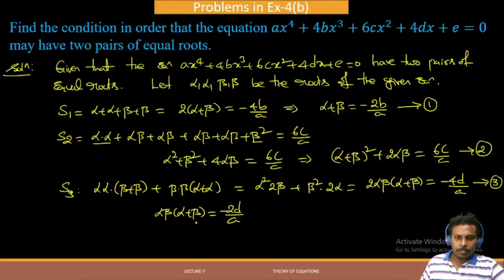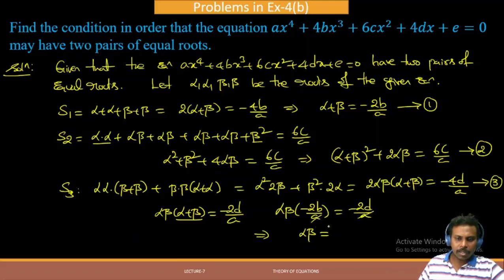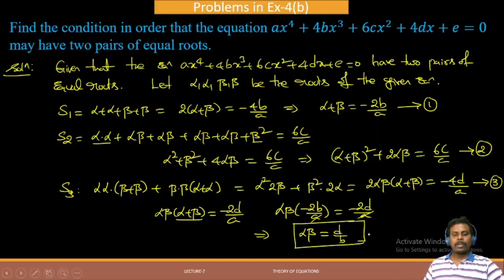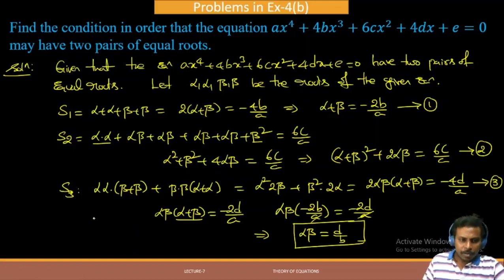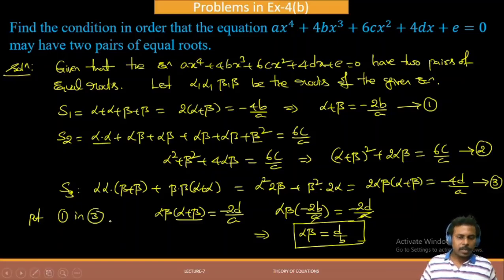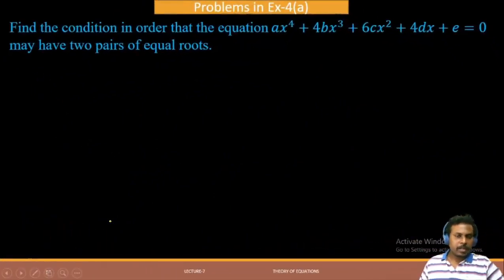Okay, now this alpha plus beta value is equal to alpha plus beta value from 1, it is minus 2b divided by a, that is equal to minus 2d divided by a, implies alpha beta is equal to, these two also get cancelled, then I get d divided by b. Okay, so we have got alpha beta is equal to d by b. So here what we have done is substitute, put equation 1 in equation 3. Okay, now let us continue further.